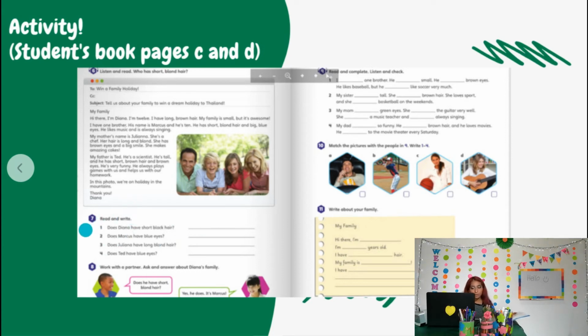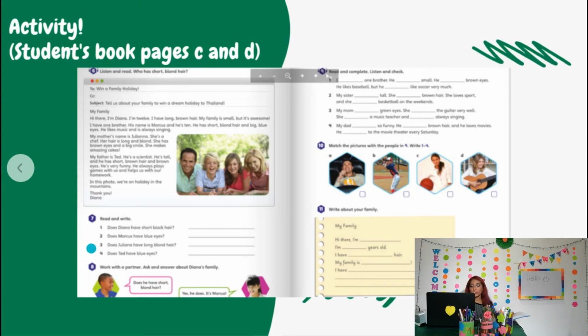Number 1, does Diana have short black hair? You might say, yes, she does. No, she doesn't. Number 2, does Marcus have blue eyes? Yes, he does. No, he doesn't.